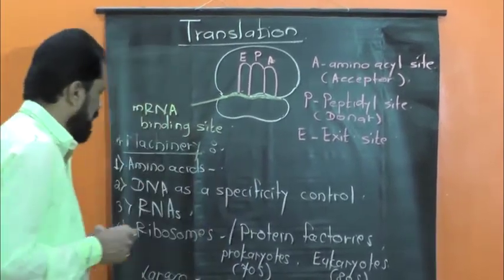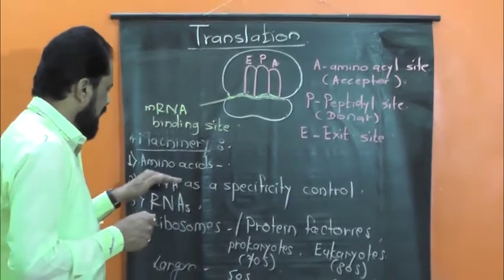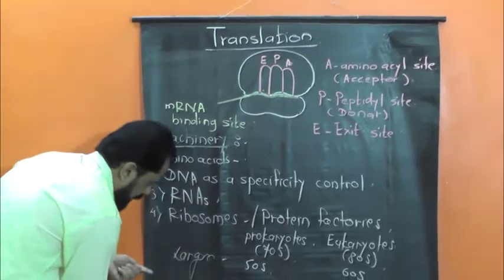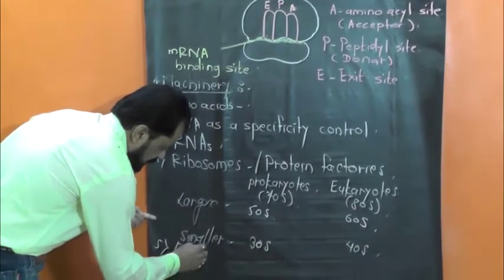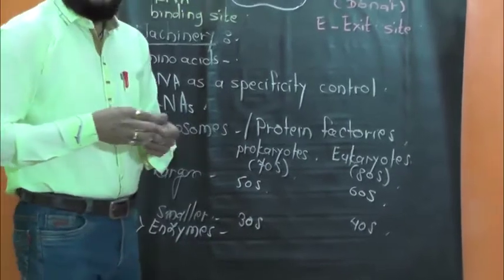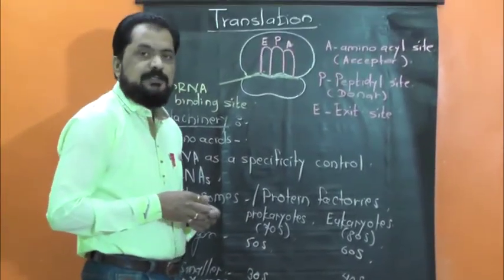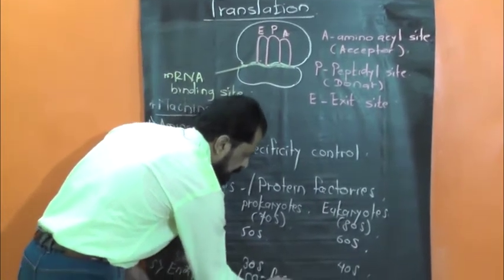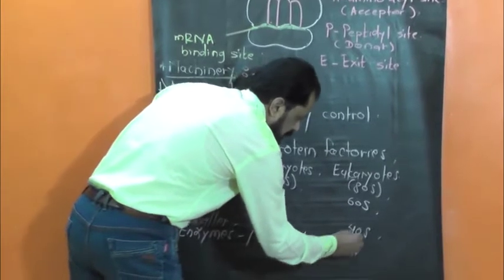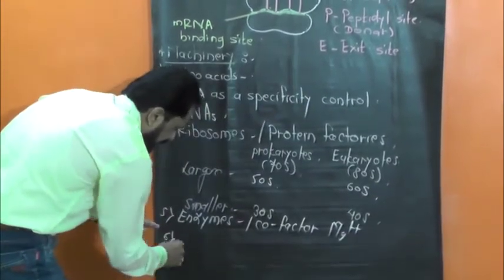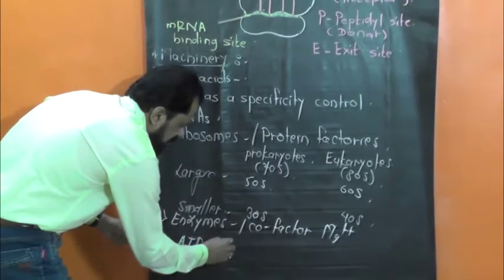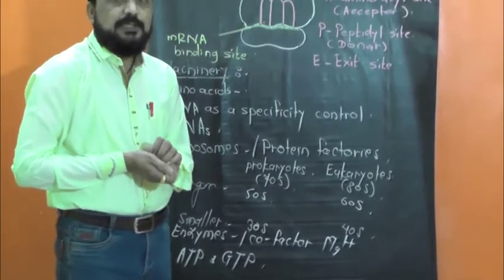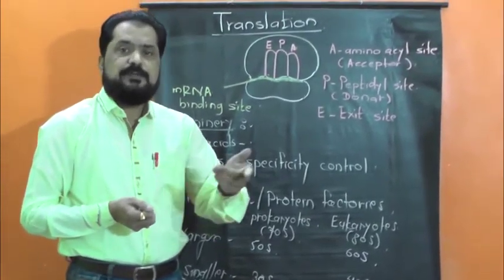Now, in addition to the amino acids, RNAs and ribosome, the process of translation also requires many different enzymes such as aminoacyl transferase as well as peptidyl transferase. It also requires cofactors such as magnesium ion, and ATP and GTP as a source of energy. Now, let us start the mechanism of translation.